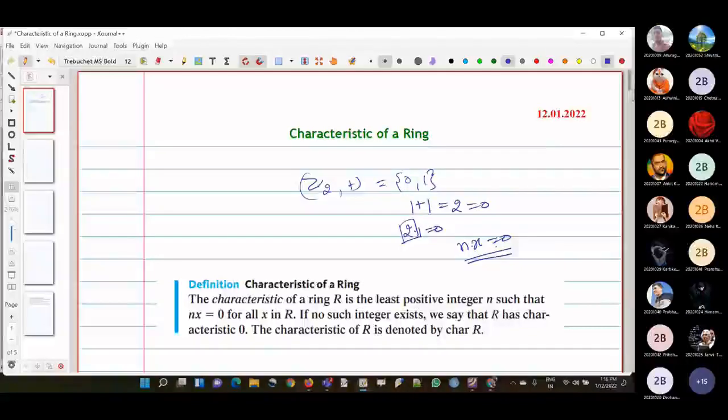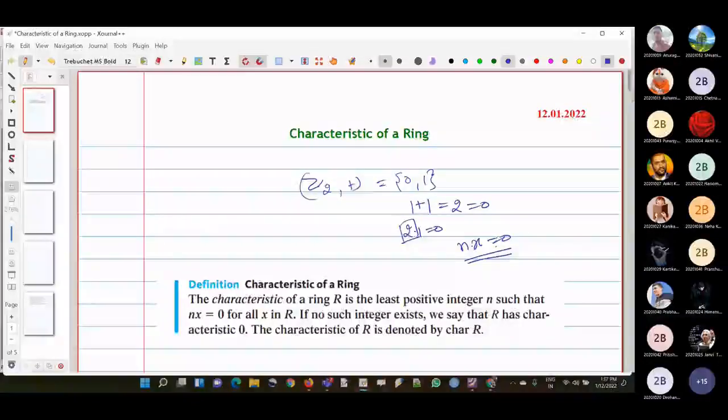The similar concept is translated into a ring. Because a ring in general is not a group under multiplication, it is an abelian group under addition, so we can talk about this kind of thing only as of now.